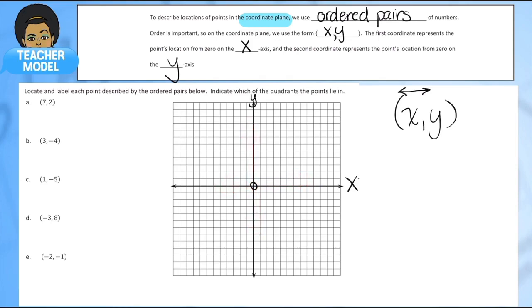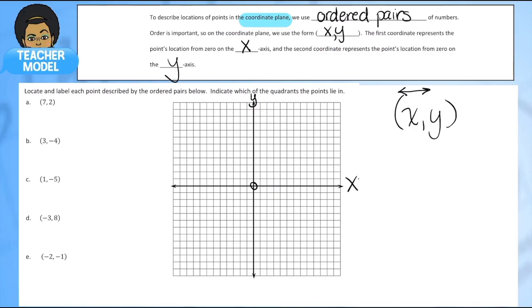Any point on this coordinate grid is going to give you two pieces of information. It gives you a location from where it is on this line and where it is on this line. And it's where those two intersections happen. So, a good rule of thumb, because I have a lot of kids who flip these two numbers around. It's really easy to just get the order backwards.